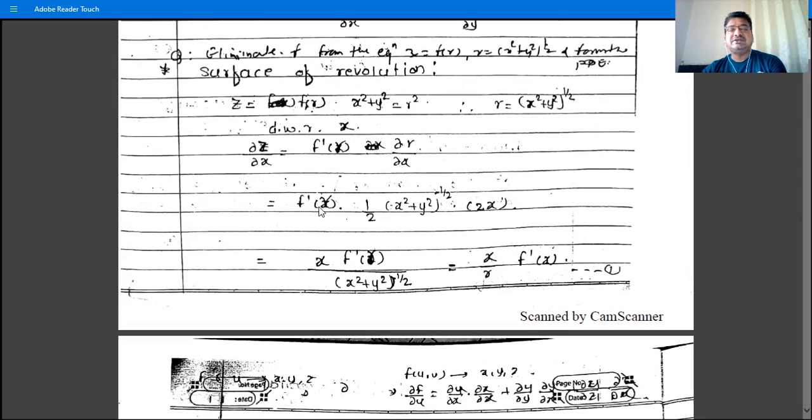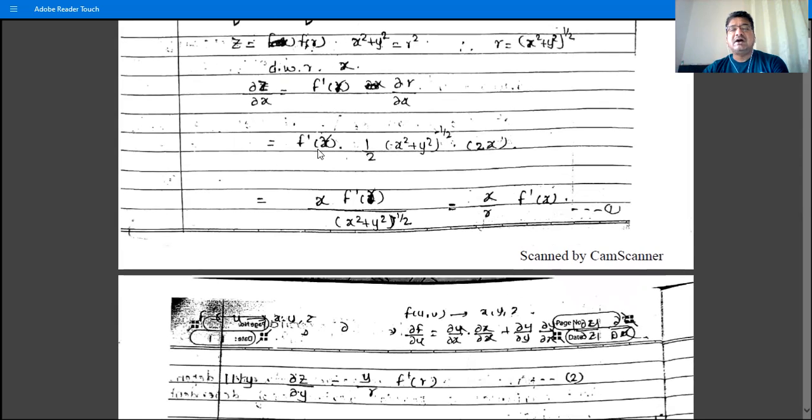And that is f'(r) ∂r/∂x. This is the r. So its derivative with respect to x is what? 1/2 (x² + y²) raised to 1/2 minus 1, that is minus 1/2, into the derivative of x² + y², which is 2x. With respect to x, derivative of x² is 2x, derivative of y² is 0.